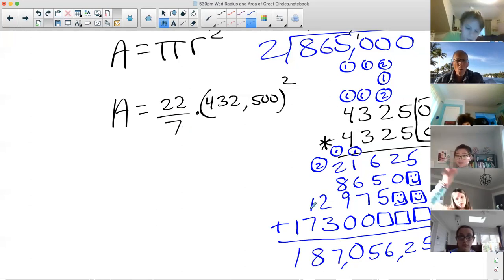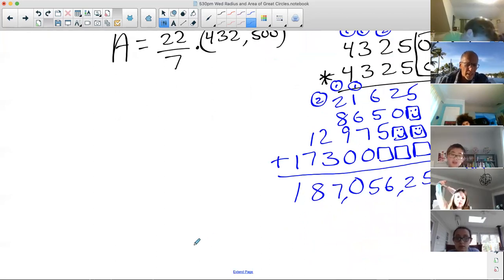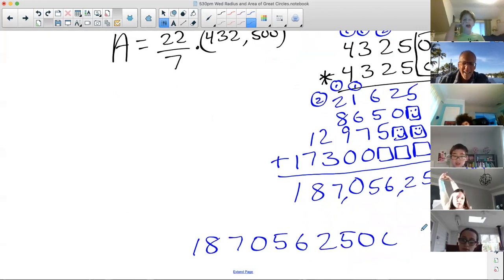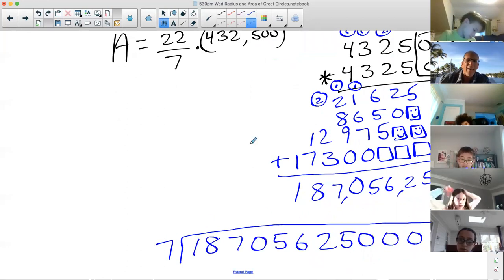Now, what we're going to do is make our life a little easier and divide this number right here by 7. It's not going to go evenly, guys, but we're going to use whatever estimate we get. Everybody get ready, get set, go.